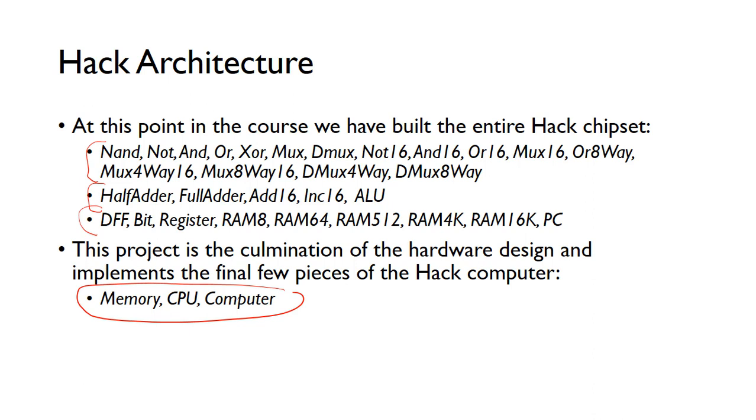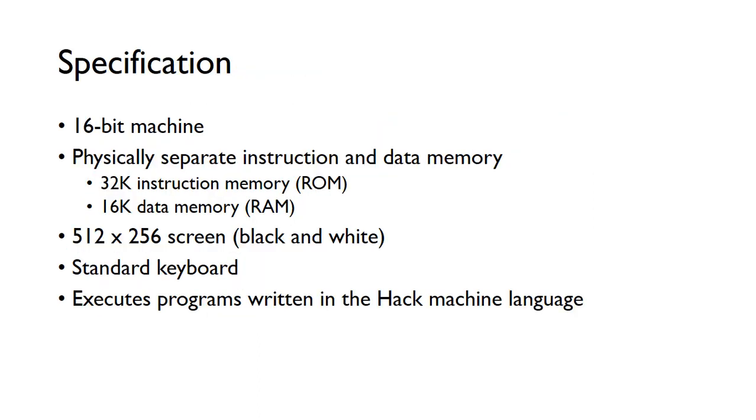You actually need to build the memory, the CPU, and the computer itself. The specification of the Hack computer: it's a 16-bit machine. It's got physically separate instruction and data memory. It's got 32K of instruction memory, what we call ROM, the read-only memory, which stores instructions that will be executed. It's also got 16K of data memory, or the RAM. It's got a black and white screen, 512 by 256 pixels. It's got a standard keyboard, and it executes programs written in the Hack machine language.